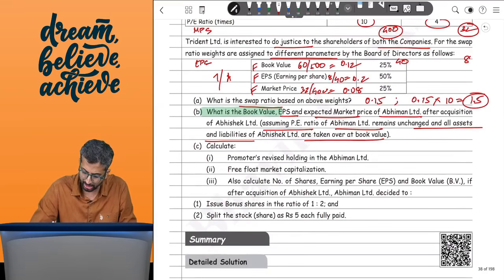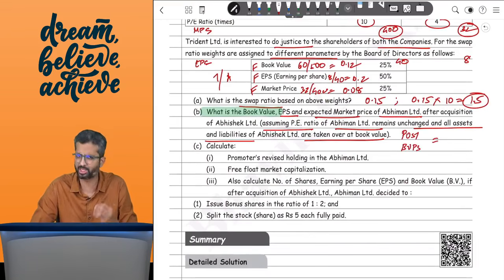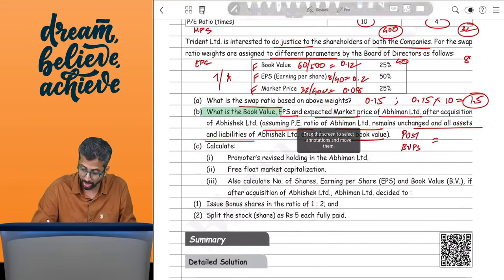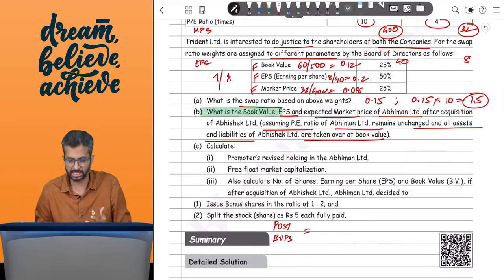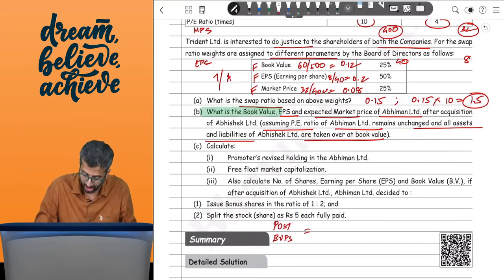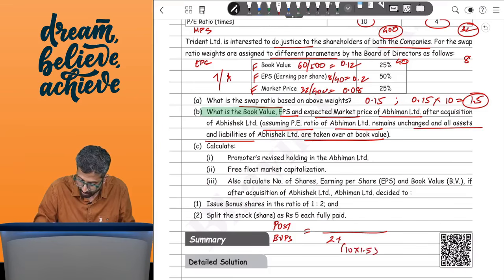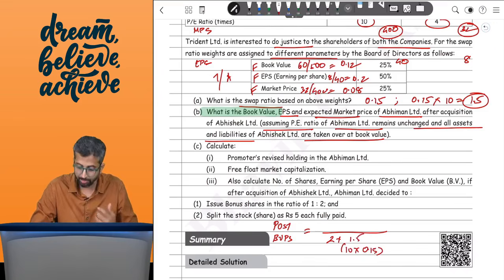So over here, the interesting part is calculation of the post-merger book value per share. EPS and market price, I think you should be able to solve. The post-merger book value per share will be the post-merger net assets divided by the post-merger number of shares. Post-merger number of shares are easy. There are 2 lakh shares plus 10 into 0.15, that is 1.5 lakh shares being issued. But you don't have the net assets.